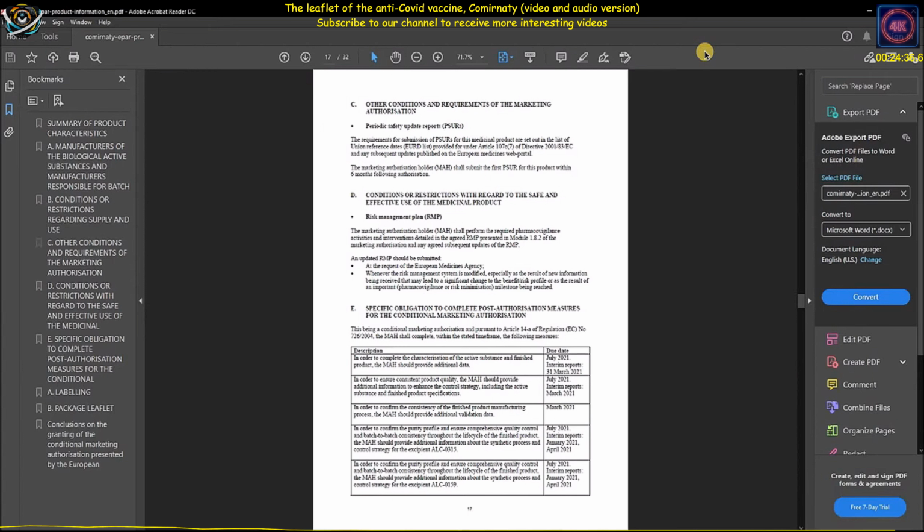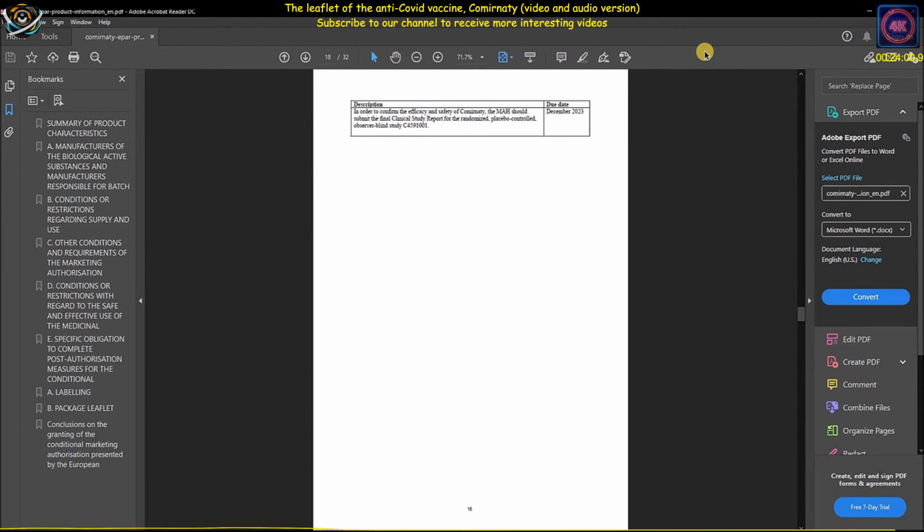In order to confirm the purity profile and ensure comprehensive quality control and batch-to-batch consistency throughout the life cycle of the finished product, the MAH should provide additional information about the synthetic process and control strategy for the excipient ALC-0159. July 2021. Interim reports, January 2021, April 2021.